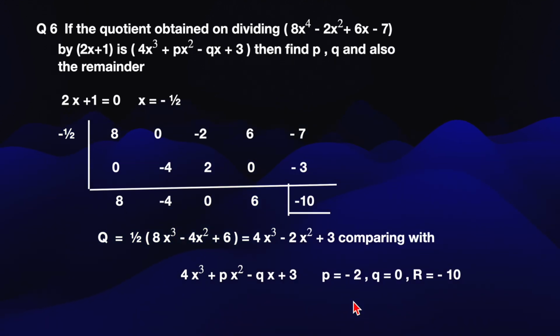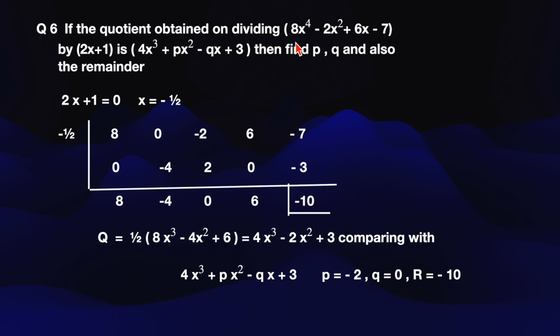Question 6. If the quotient obtained on dividing 8x raised to 4 minus 2x square plus 6x minus 7 by 2x plus 1 is 4x cube plus px square minus qx plus 3, then find p, q and also the remainder. Okay, let's do the division. We have to divide this polynomial by 2x plus 1. Let's write down 2x plus 1 is equal to 0. You get the value of x as minus 1 upon 2.